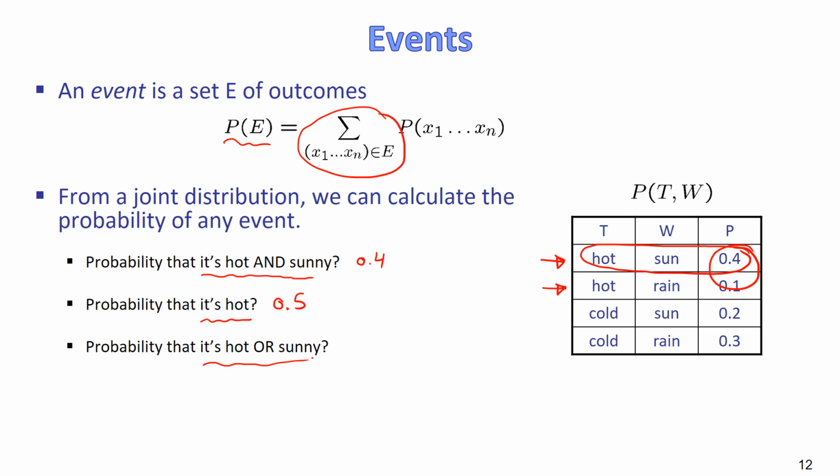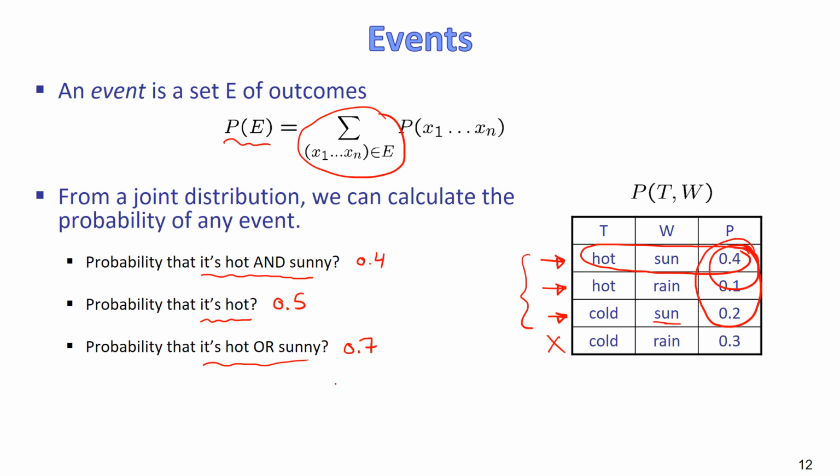Now, if the event is hot or sunny, then we have this row because it's hot here, we have this row because it's hot here, and we also have this row because it's sun here. Okay, so we have these three rows now. This row doesn't count because it doesn't correspond to that event. It's neither hot nor sunny. So that row is out. Now these three rows correspond to this event, so the probability will be the sum over these values, which will be 0.7.